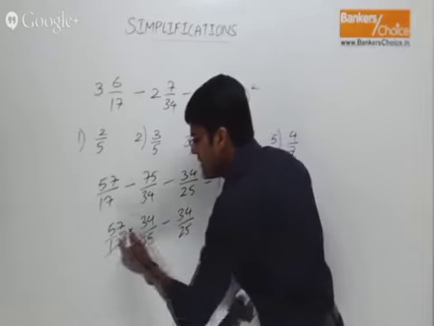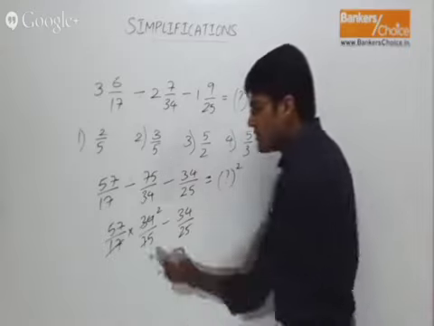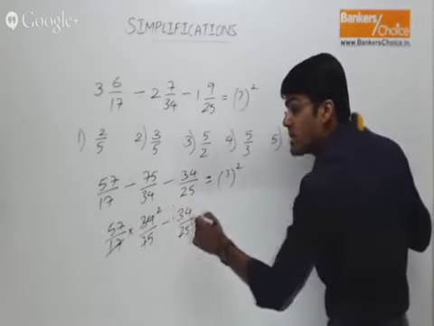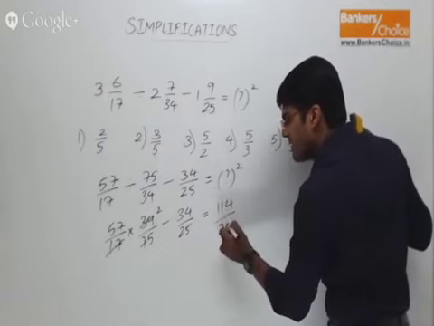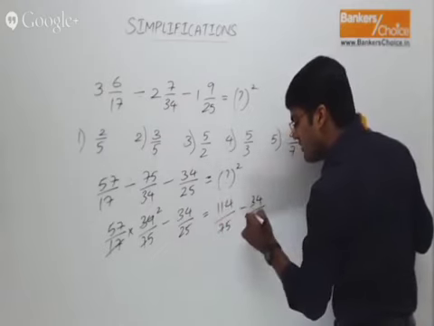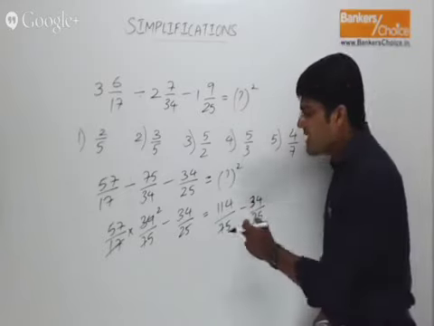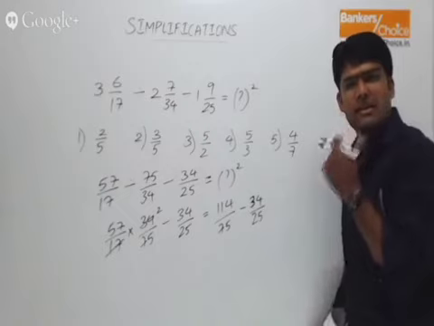Now what do we do? 17 goes 2 times. Yes or no? So 57 into 2 by 75. So that can be taken as 57 into 2, which is how much? 114 by 75 minus 34 by 25. Now again the same story. You have to take the LCM and do the calculation there, right?